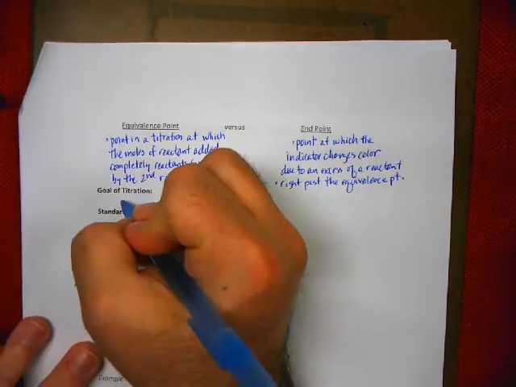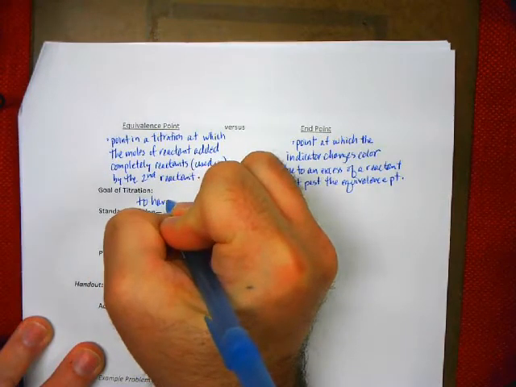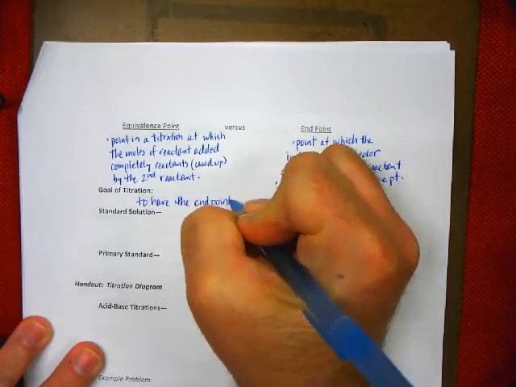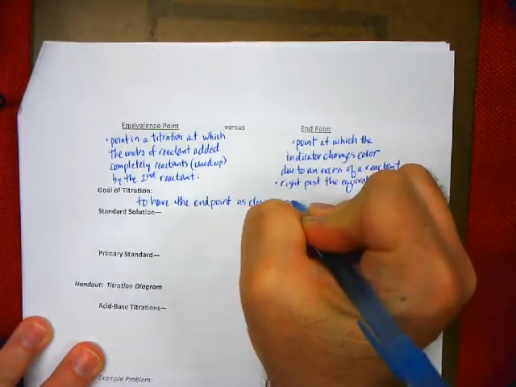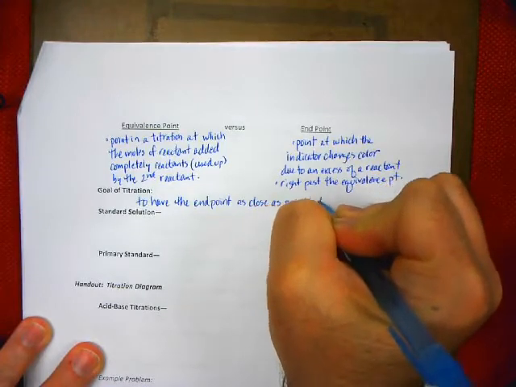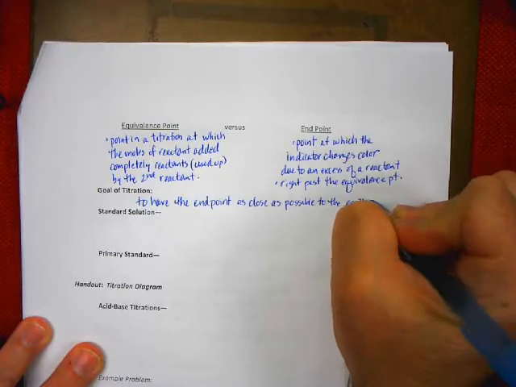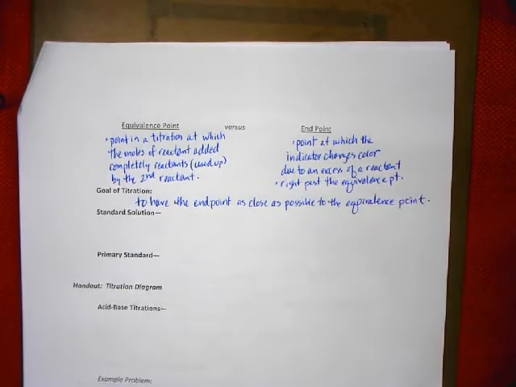So our goal of titration is to have the endpoint as close as possible to the equivalence point. And this will be gone over in the demonstration.